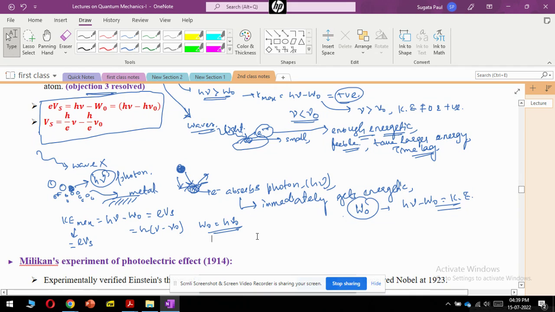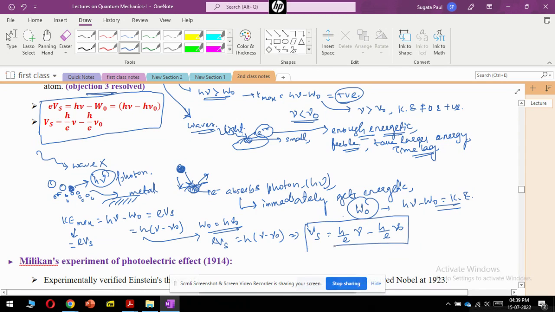I'll give you some example sums to give a flavor of that, but these are the formulas that will be essential. Another is this formula, which is again derived from this one itself. If we divide eVs equals h times (nu minus nu naught) by e on both sides, we have Vs equals h by e times nu minus h by e times nu naught. This is the second expression. Here Vs has a linear relationship with nu, a y equals mx plus c type of equation, a straight line equation basically.